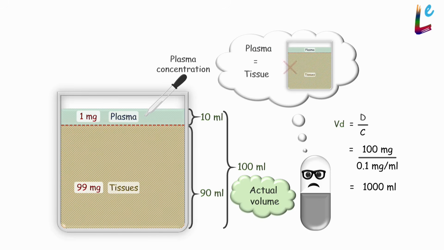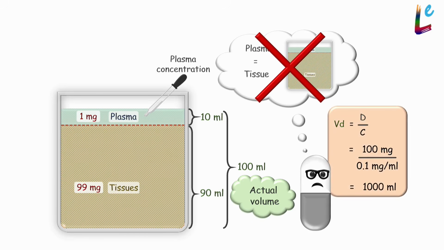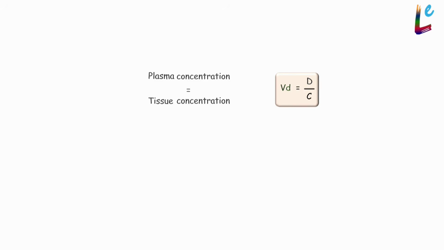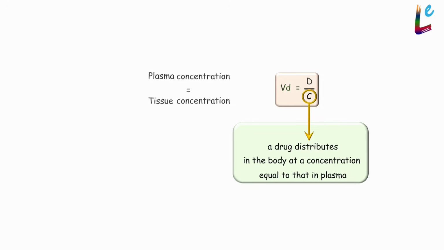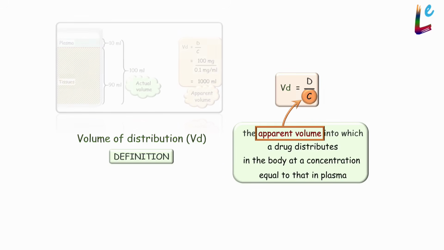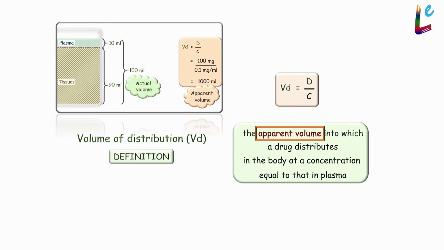Since this assumption was incorrect, what he ended up calculating was not the actual physical volume but a hypothetical volume or apparent volume. This calculation of volume of distribution Vd, assuming that the drug is distributed throughout the body at a concentration equal to that in plasma, forms the basis for the definition of Vd. It is called apparent because it is inferred or estimated from the plasma concentration. As we saw, it does not necessarily correspond to a real measurable volume in the body.